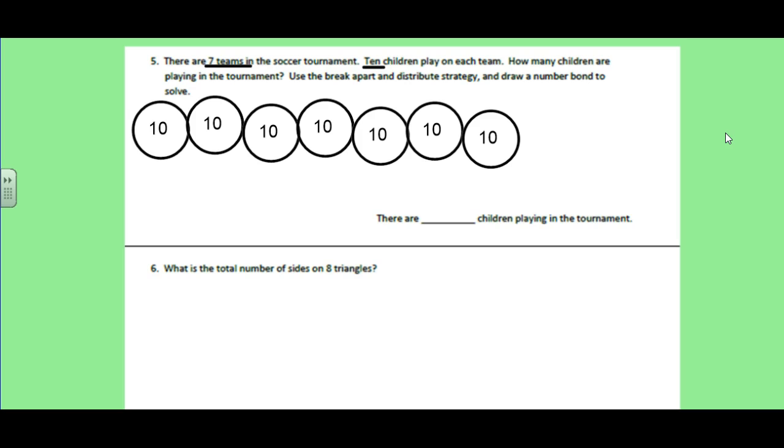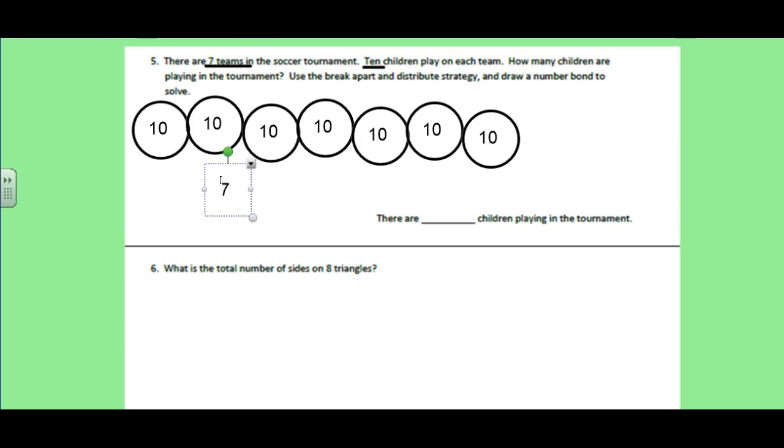So the only thing I really want you to do now is write the equation that goes with this problem, and then finish filling in this blank right here to tell how many children are playing in the tournament. So if you want to push pause and get that written on your paper, you can do that now.